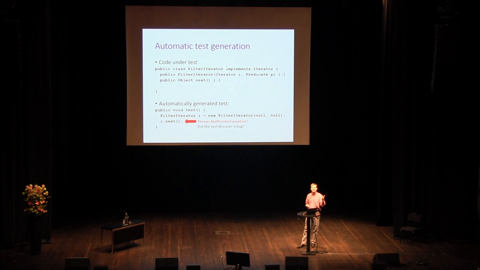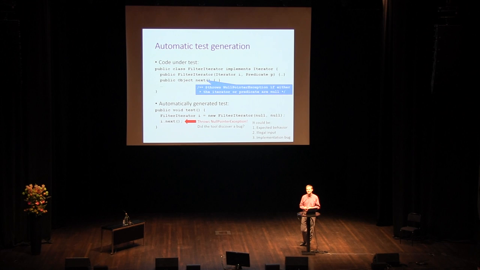It could be expected behavior. Maybe the specification says, don't pass null. Maybe the specification says, you're allowed to pass null, and if you do, here's exactly what's going to happen, a null pointer exception. So we have these three different possibilities, and the only way to know which one is correct is to look at the specification. So it turns out there is a specification here, and it says it throws a null pointer exception if either of these fields is null. So in fact, this is a correct test, and a test generation tool should reflect that.